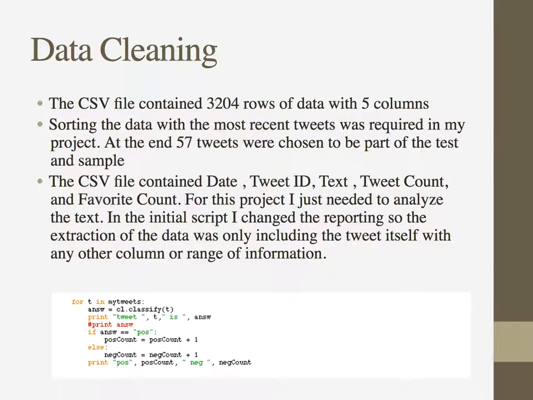Sorting the data with the most recent tweets was required in my project. At the end, 57 tweets were chosen to be part of the test and sample. Why not the whole amount of tweets?